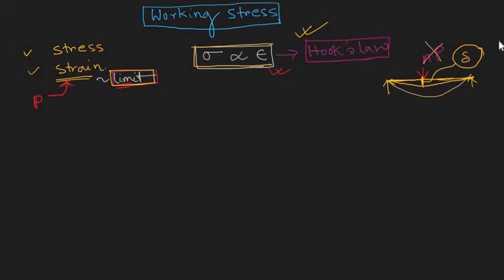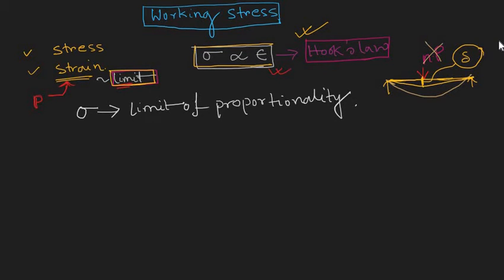So what do you have to find for that? You have to find the stress corresponding to the limit of proportionality. Why the limit of proportionality? Because here the stress is proportional to strain, or we can say simply that Hooke's law is valid. Very simple thing. Now how to find out the limit of proportionality?